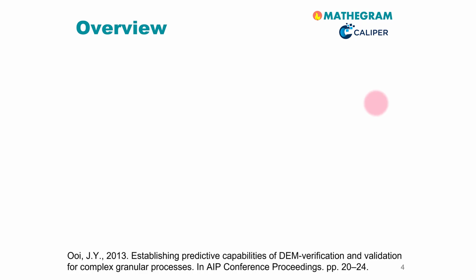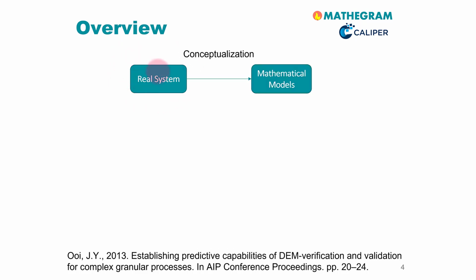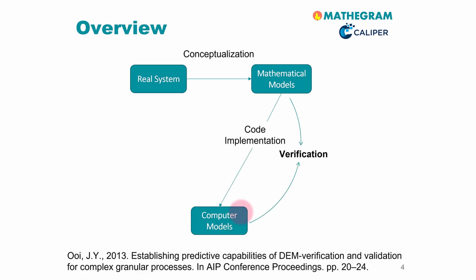If we look into the differences between verification and validation, we have to first gain an overview of what we are doing when we are doing a simulation. First, of course, we have the real system, reality. We will conceptualize or simplify, abstract the reality into a mathematical model. These mathematical models are then transferred to computer models. We do this by implementing a numerical code.